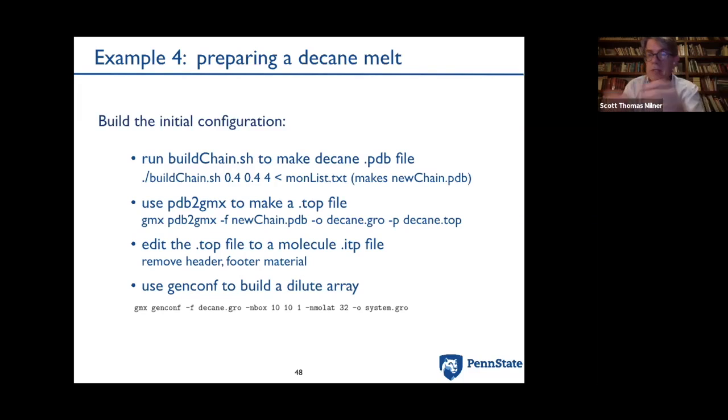Then we build this orchard with a tool called genconf, and it basically stacks up these boxes. You can see the option -f, that's the input file being stacked up. -nbox is saying 10 boxes by 10 boxes in the plane and 1 box tall. For technical reasons, it's helpful to tell it how many atoms are in this molecule, and the output is a system.gro file, which has all of the trees in the orchard in their starting points.